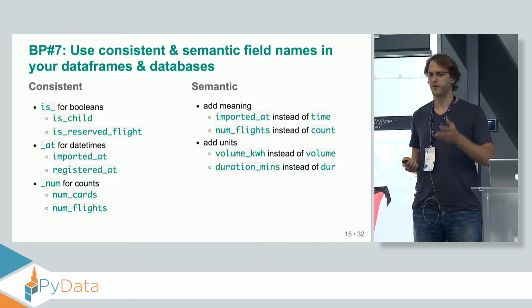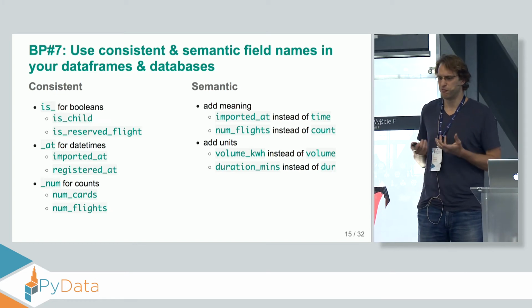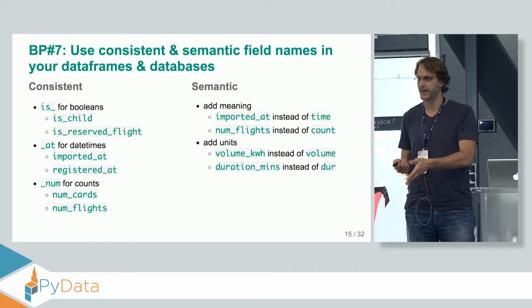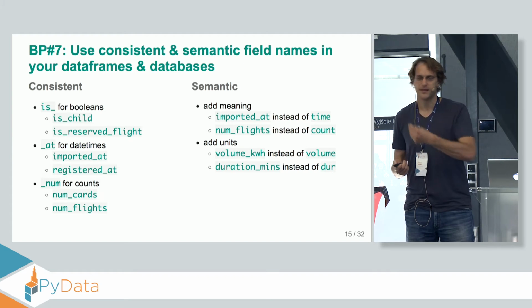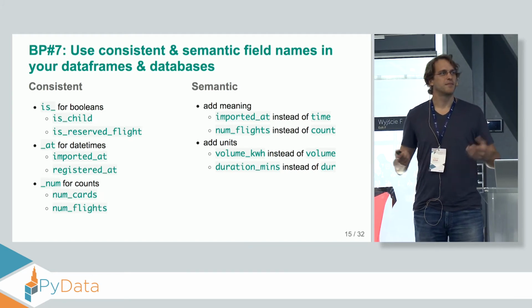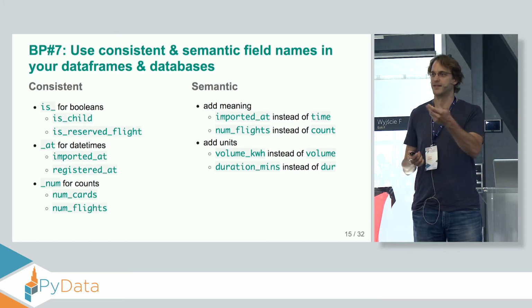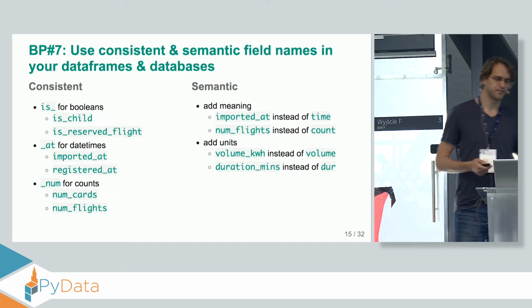And another one is to add semantic meaning. So instead of having a column called timestamp, what is a timestamp? I know it's a timestamp just from looking at the data, but what does it represent? So for example, just replace it with imported_at instead of time. It immediately gives more information.